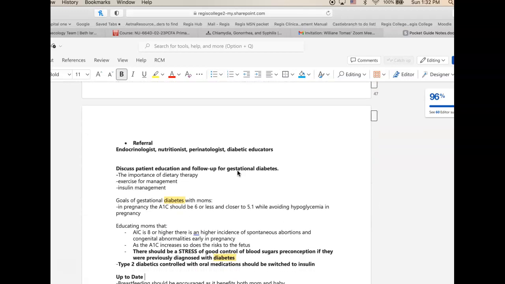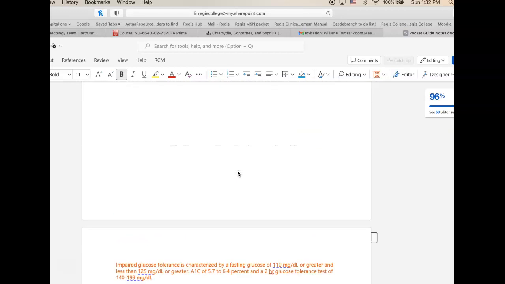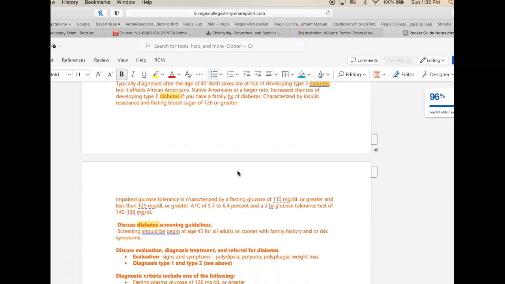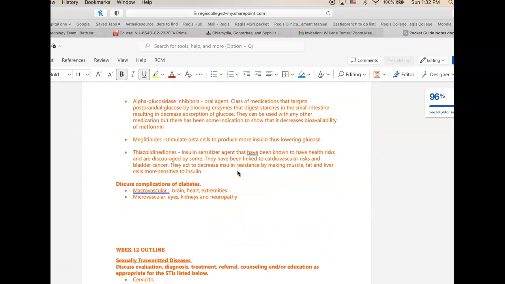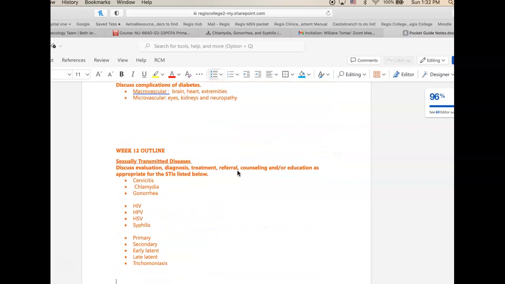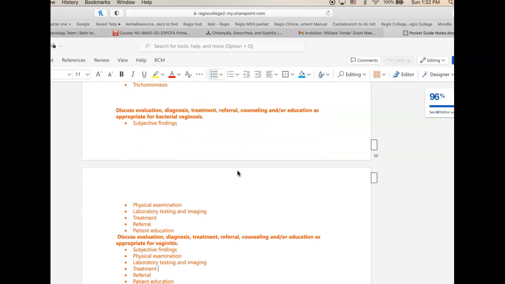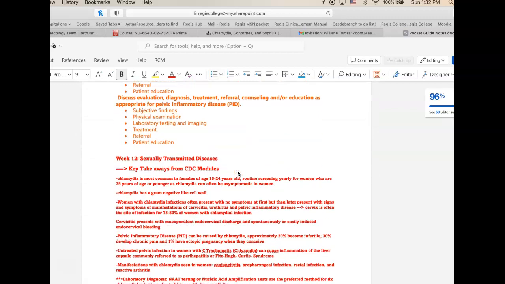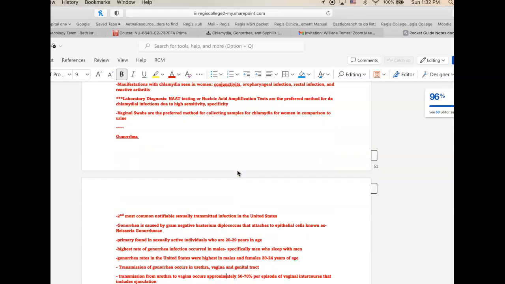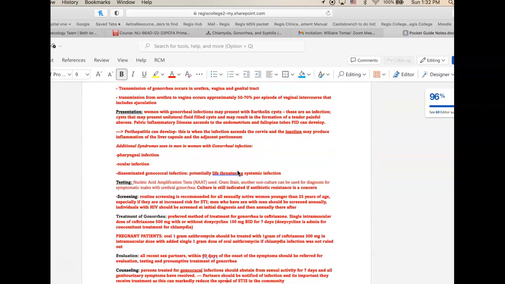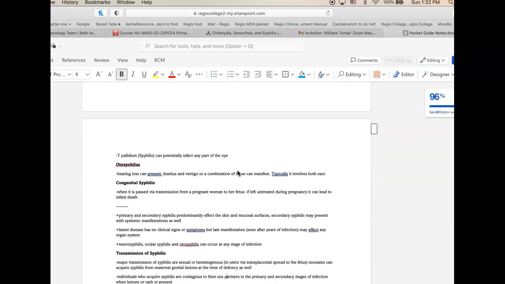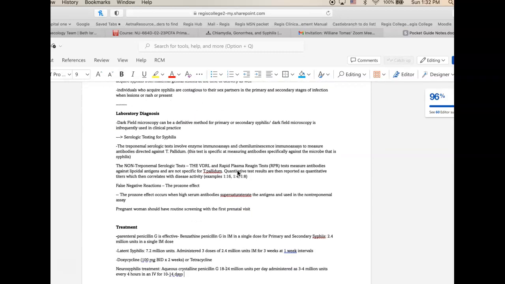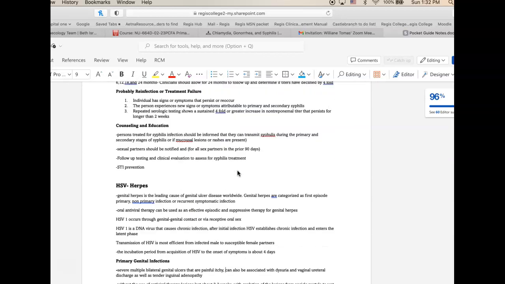And then I went into type 1 versus type 2 below here, not to do with those who are pregnant. And then I went over more about the different medications with diabetes, and then week 12 was STIs. I decided to do major takeaways from the CDC modules, so I put them all in here that I found really pertinent to know in terms of STDs and STIs. There's quite a bit here. Testing, laboratory findings, treatment, post-treatment follow-up.